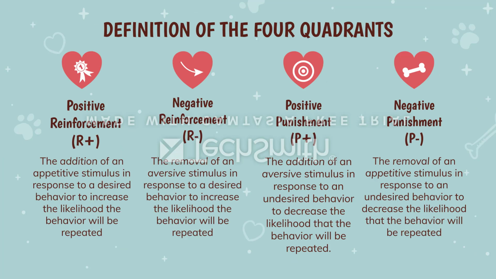These are our 4 quadrants. We have positive reinforcement, negative reinforcement, positive punishment, and negative punishment. Remember, we're thinking about positive and negative in those mathematical contexts. Positive reinforcement is the addition of an appetitive stimulus in response to a desired behavior to increase the likelihood that the behavior is going to be repeated.